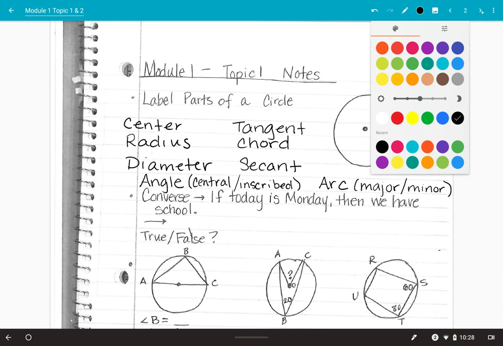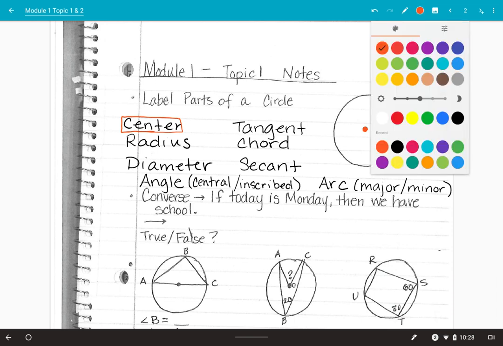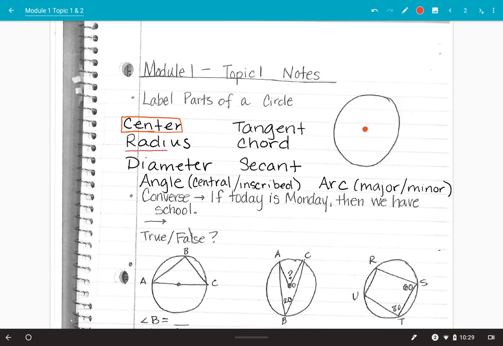Okay, very first part is labeling parts of a circle. I just want to make sure you all know the words. The very first one we want to go over is center, and I'm going to try and color code it. Center, hopefully you all get that one. Center of a circle. Okay, next one, radius. Oh, that is really close in color.